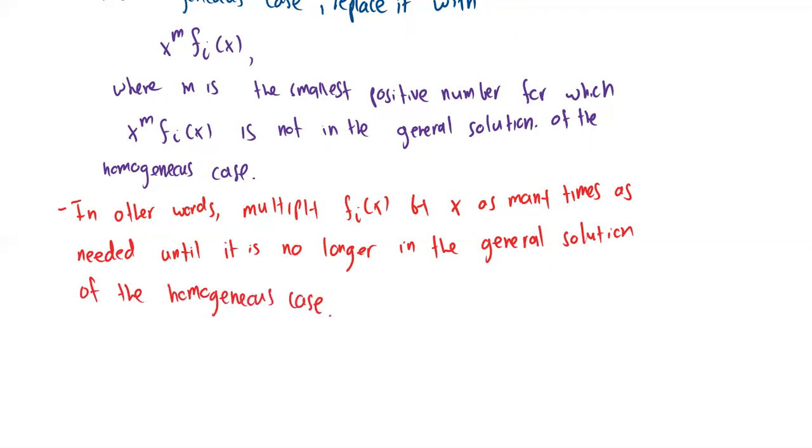That's what we do. So if there's more than one term, check that each term is not in the general solution of the homogeneous case. If it is, it's multiplied by x enough times until it's no longer in the general solution. Okay. So let's do one example. And then that should be good, and again, that's the only thing you have to worry about. So this would be example 4, right?